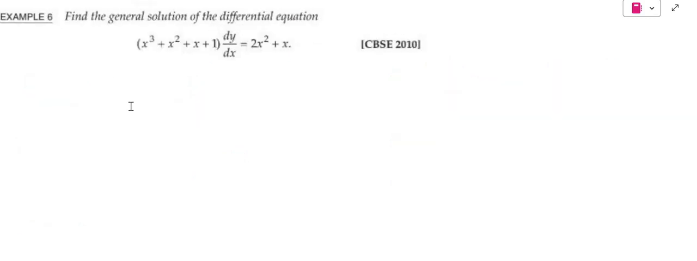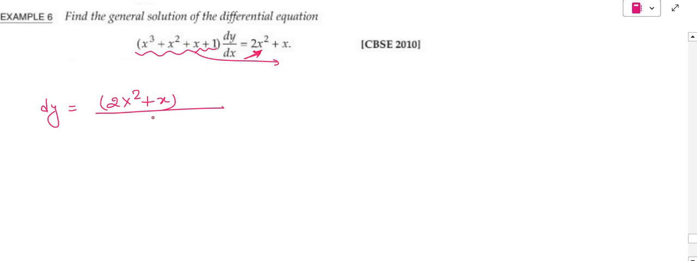So here is question number 6 from R.S. Aggarwal. This is a very important example. So here we see x cube plus x square plus x plus 1 dy, and this is dx something x. On the right side we are supposed to put all the x terms. So dx I am taking there, and this entire term I will take down, everything on the right side. So dy is equal to 2x square plus x divided by x cube plus x square plus x plus 1 into dx.